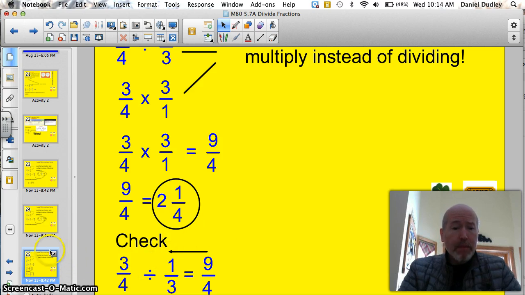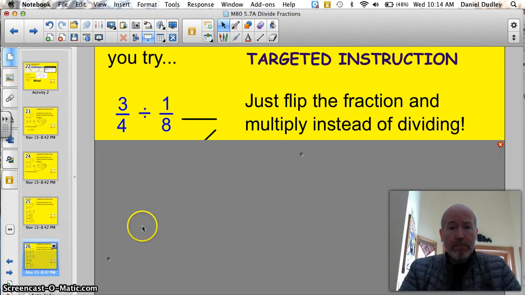All right, time for you to try fractions. How about this one? 3/4 divided by 1/8. Just flip the fraction and multiply instead of dividing. Go.